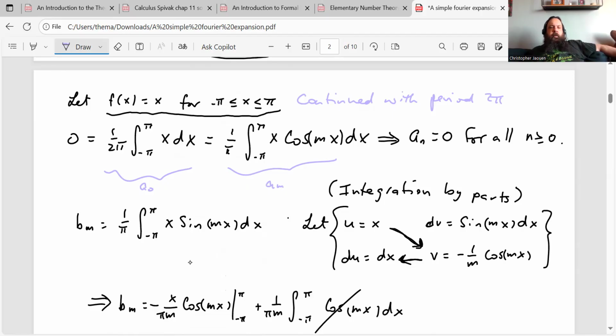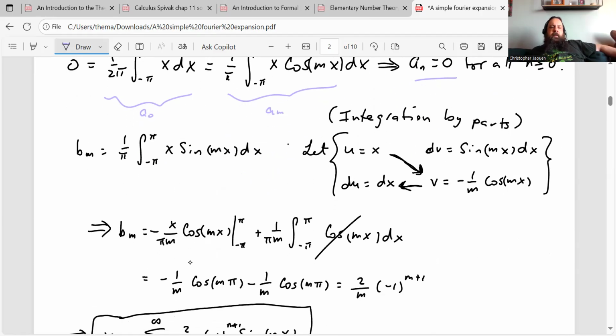This is 0 because you're integrating an odd function over a symmetric interval, and here same thing. You're integrating an odd function over a symmetric interval. So both of these integrals go to 0. So AN is 0 for all n greater than or equal to 0. All right, and then the BM's you can find again by just using the formula up above.